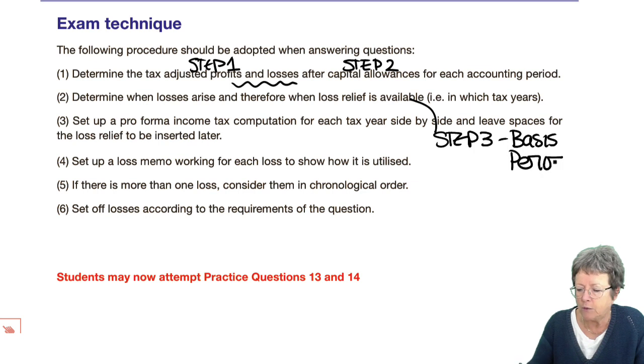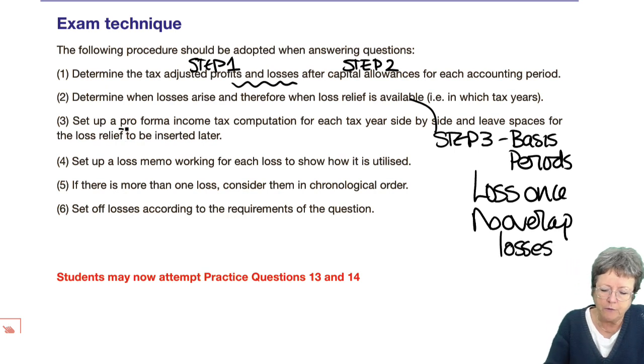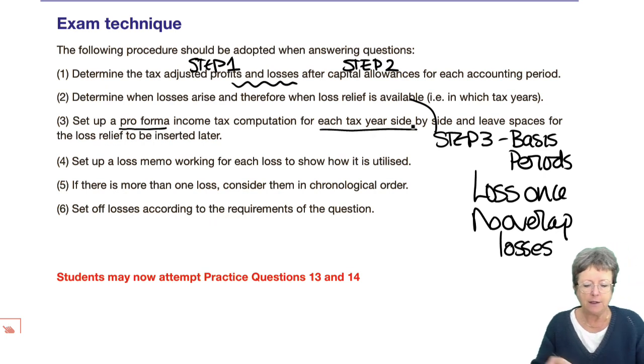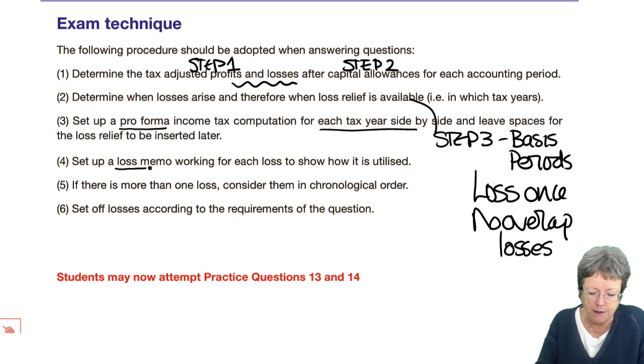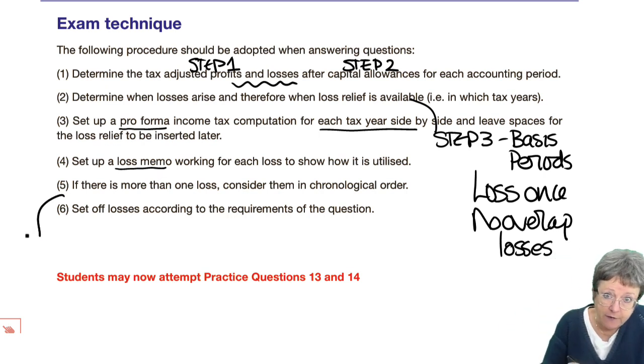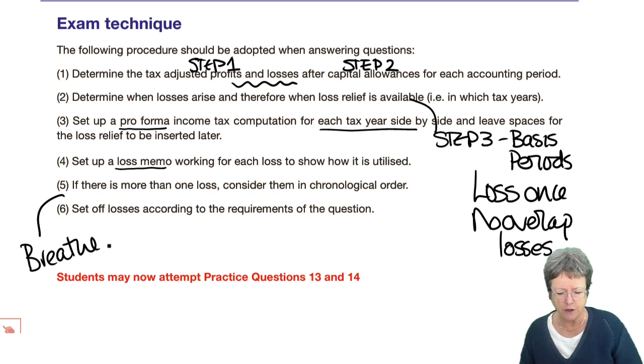And remember, you can only have the loss once. There's no overlap losses. Set up your pro forma, okay, for each year. Tax years side by side. Leave spaces. Set up a loss memorandum for each one. If there's more than one loss, do them in chronological order. 5A, it's a 5A here, not a 4A. Breathe. And then set off the losses according to the requirement of the question.